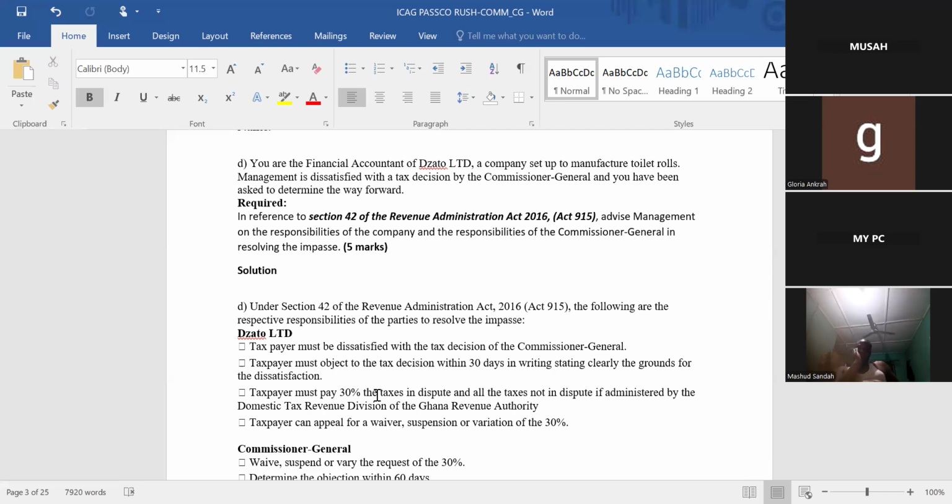Now, having given you this perspective, moving from provisional assessment to self-assessment, the law says that after you have self-assessed, and the Commissioner General comes to do his tax audit, after he has issued what they call the tax decision to you, please, you cannot object when the Commissioner General has not served you the notice of assessment.